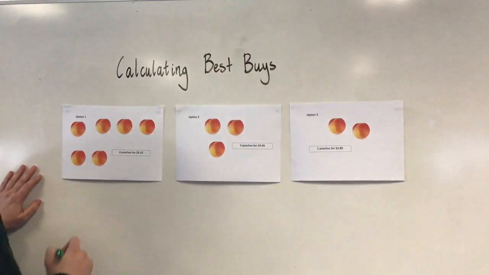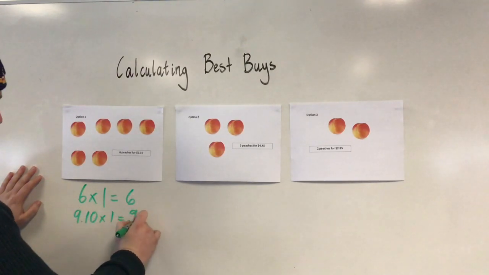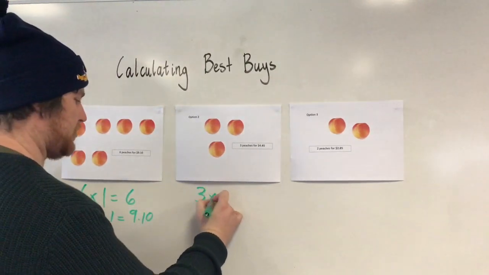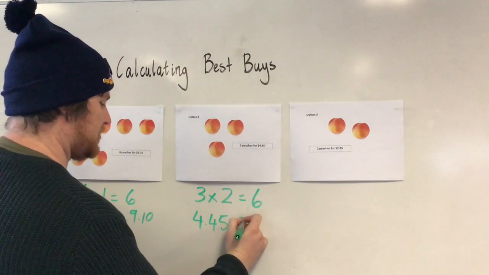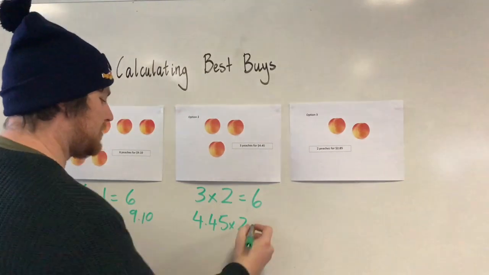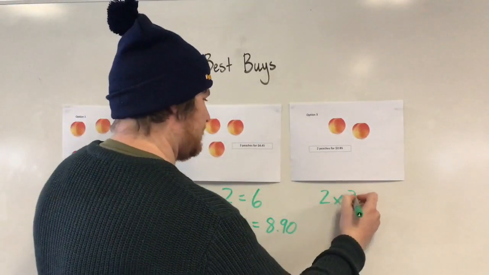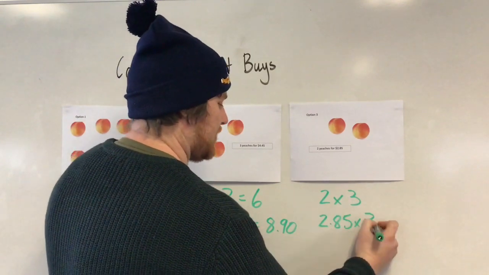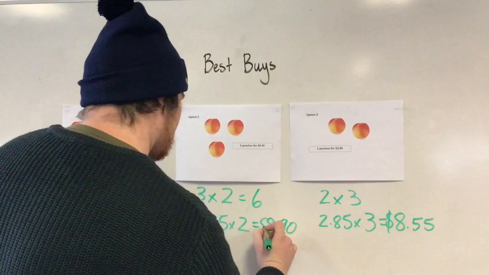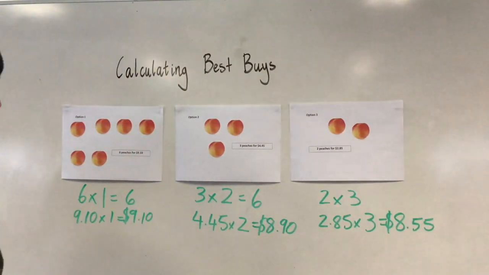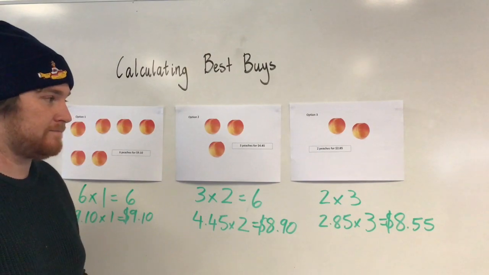So I'm doing this one. 6 times 1 equals 6. $9.10 times 1 equals $9.10. This one we have to multiply by 2. 6, $4.45 times 2. You can use repeated addition. That's going to give us $8.90. And option 3, we need to multiply by 3. $2.85 times 3. Again, you can use repeated addition, equals $8.55. So, we can see it's cheapest to buy option 3.